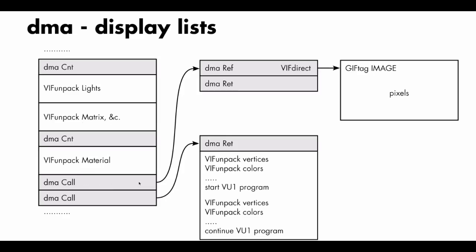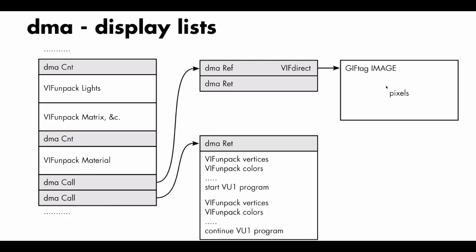And then there is a call type of packet, which points to some kind of destination. And the DMA controller just continues at that point until it reaches a return packet, and then it goes back, and it can do, I think, 2 levels. So in that packet, we might have a ref type which just points at the data rather than having it inline in the list. And VIF direct is the way to send data via path 2.